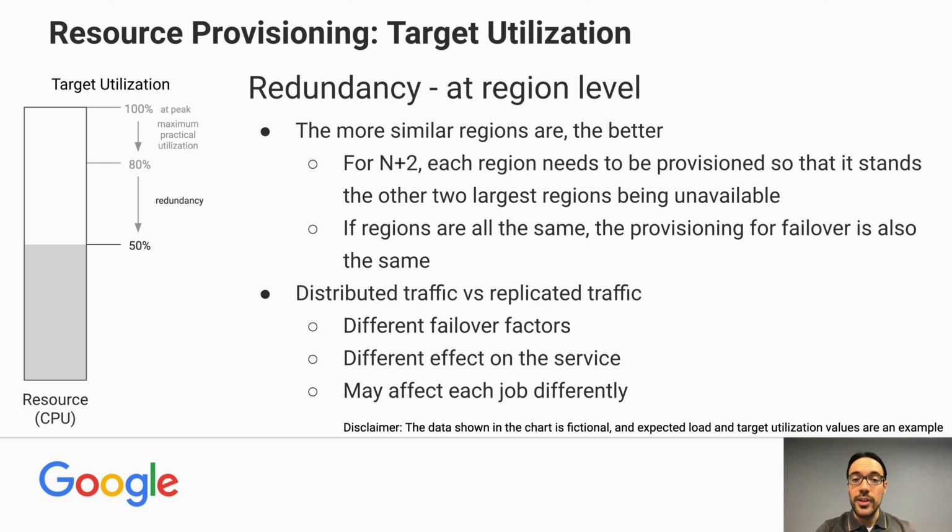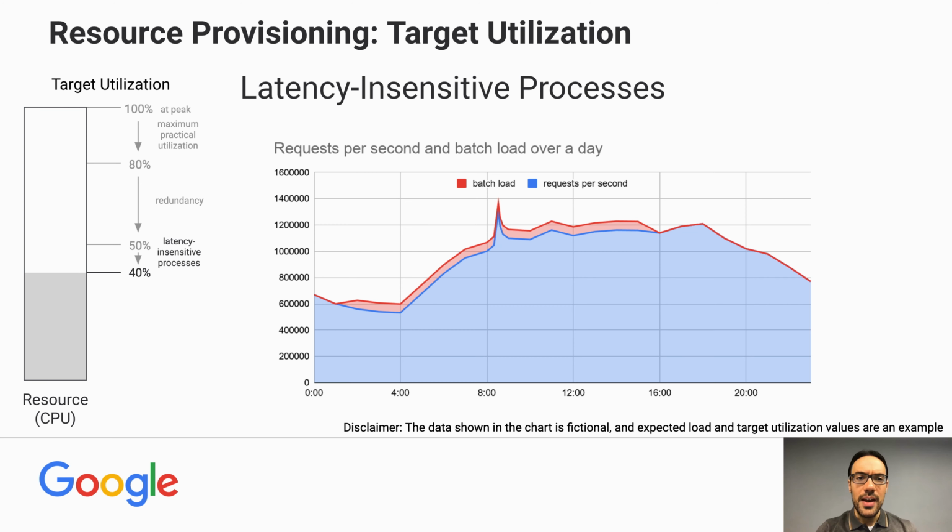In our example of target utilization, let's say redundancy decreases it to 50%. There are latency-insensitive processes such as batch processes, some asynchronous requests, maintenance work, experiments, or the helping other replica catch-up process after an outage. These processes add load on top of the latency-sensitive load that the service is dealing with.